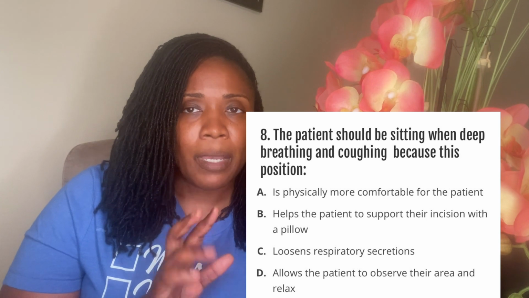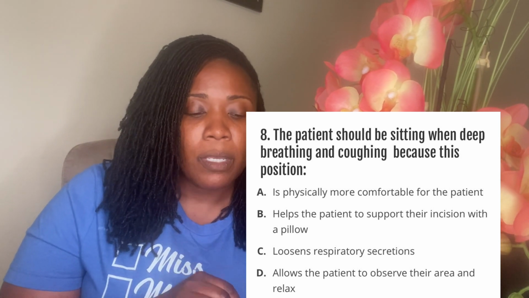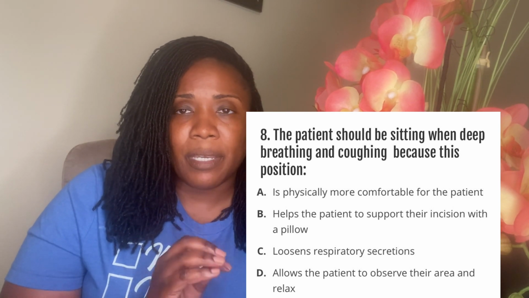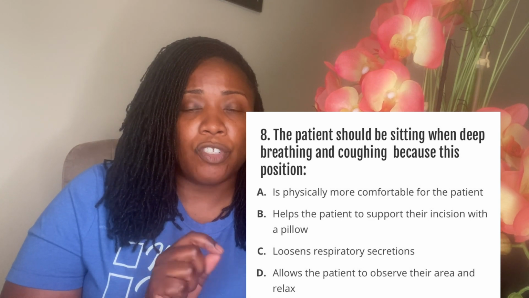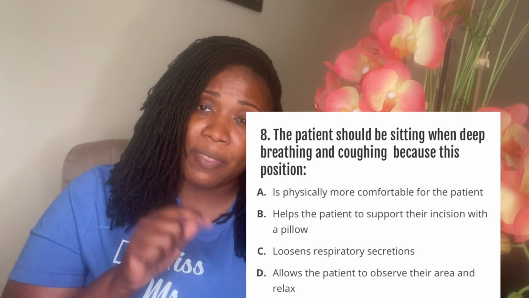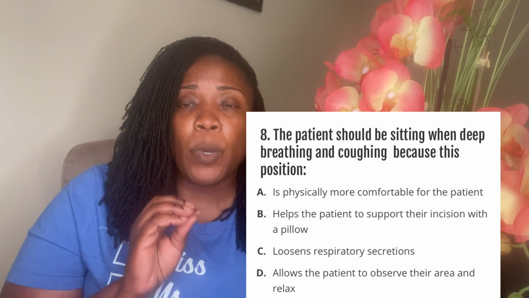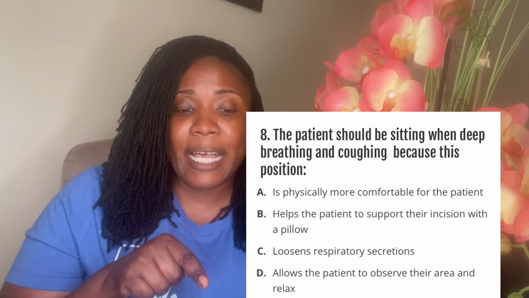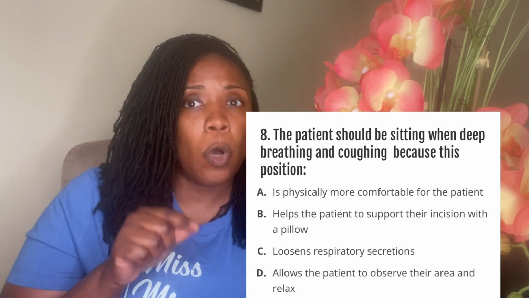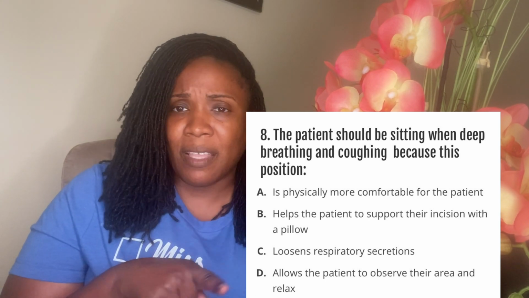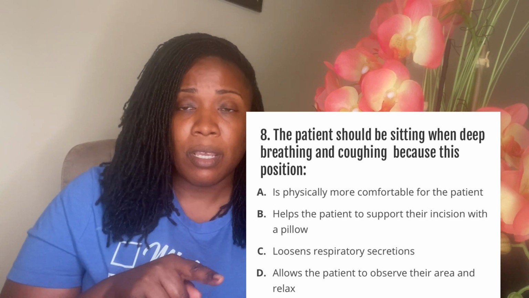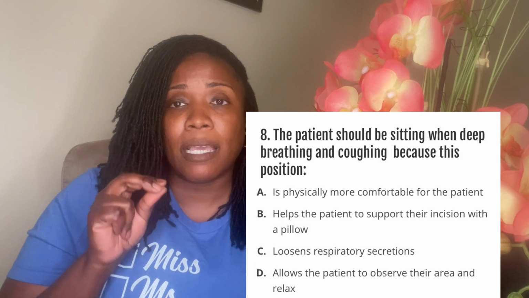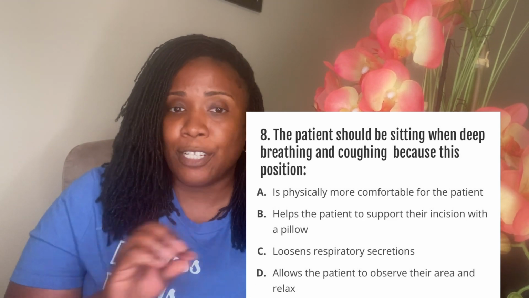I'm going to actually start with D. I like to start with the one that I can just cross out. D says allows the patient to observe their area and relax. Nothing about deep breathing and coughing is going to allow your patient to observe their area and relax. The reason why they put that there is because we do know that deep breathing is a relaxation technique. But what the question is asking is about deep breathing and coughing. So don't be confused about this and think that this deep breathing is about relaxation. This deep breathing and coughing is about your airway, breathing, and circulation. That should be what you're always thinking about. So that's the reason why D needs to go.